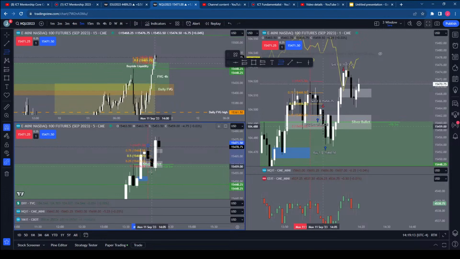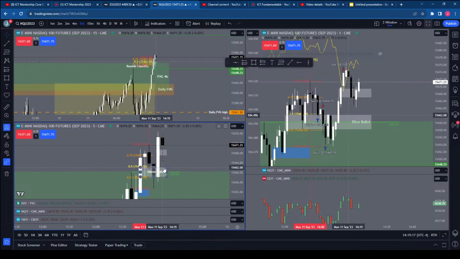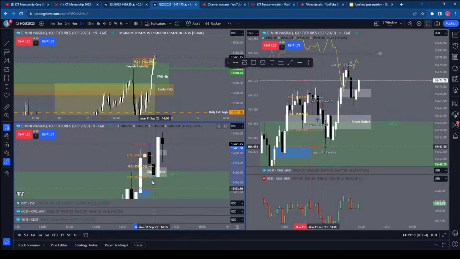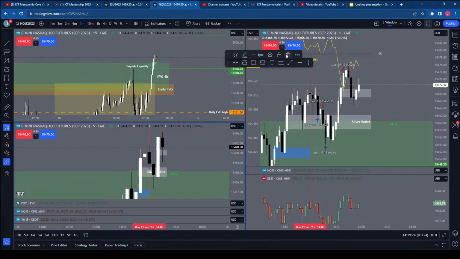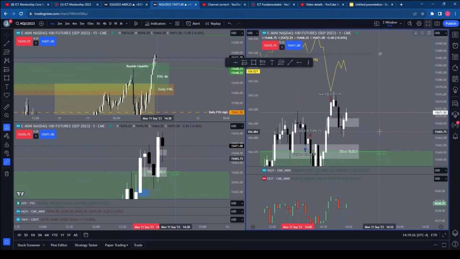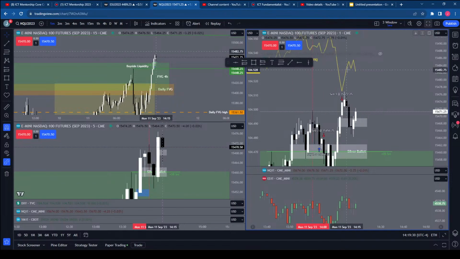Yeah, these two down close candles on the 5 minute, they still didn't get past 50% of that. Watching the dollar.